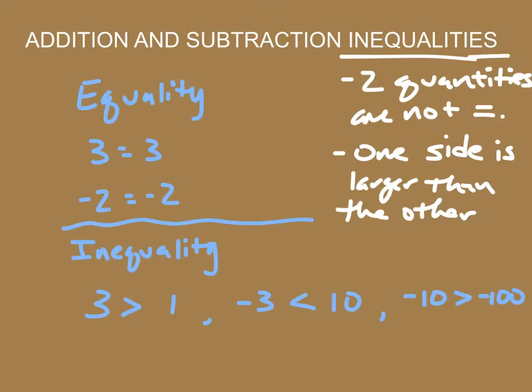Some examples of equality are when two things are the same. All right, 3 is equal to 3. We agree that those are the same values, so they're equal. Same thing with -2 is equal to -2. They're the same value, so they're equal.